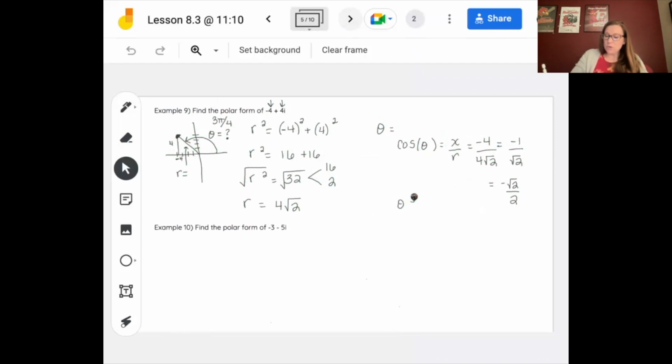So now that I know theta and I know our radius, we can utilize Euler's formula to put it into polar form. So our radius is 4 square root of 2 times Euler's number to the power of 3 pi over 4 i.